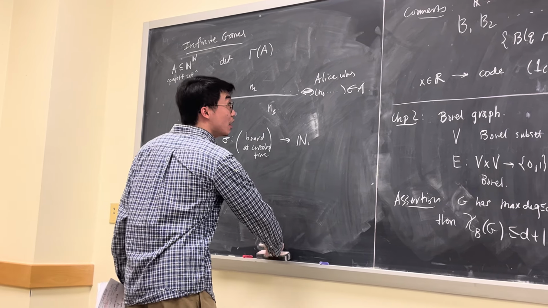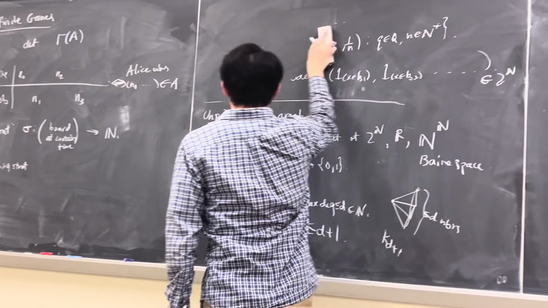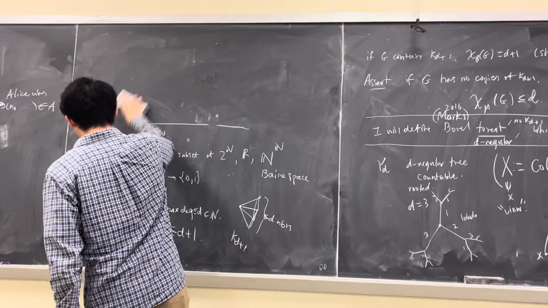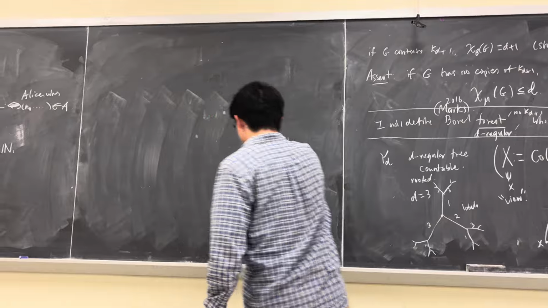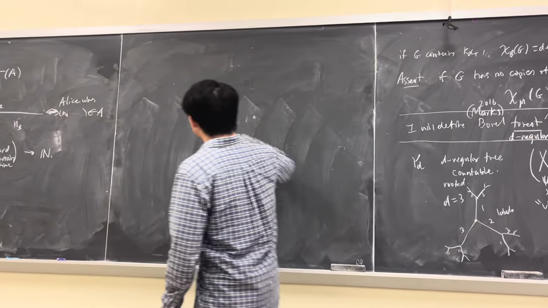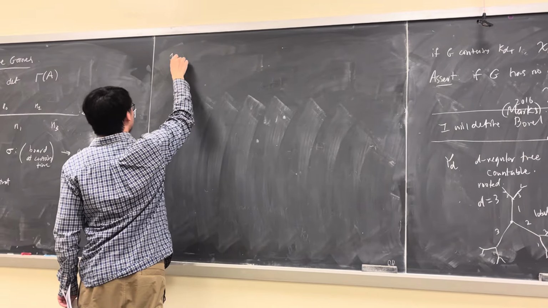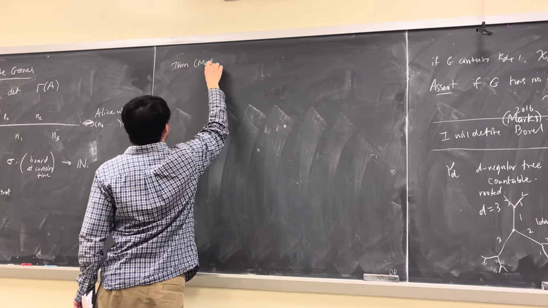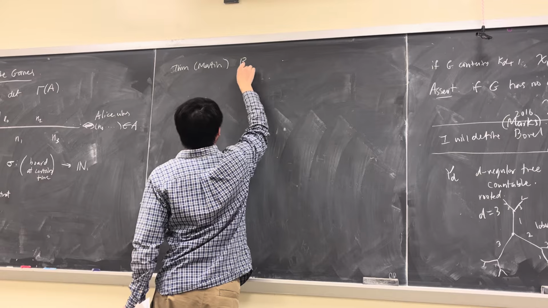And then here is the following amazing theorem by Martin, who was at UCLA. So this is the second, well, I guess first theorem. Martin called Borel determinacy.